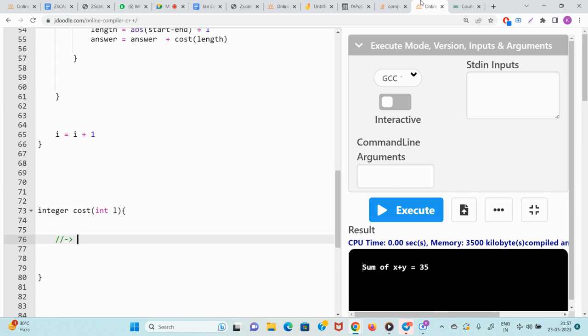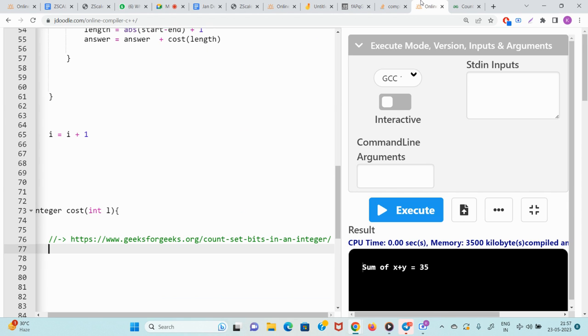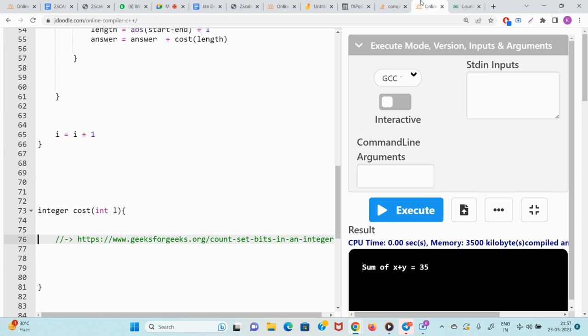Also, let me paste the link from where we copy pasted the code. This stuff is simple, like in the bit manipulation course. Now this is the first thing I explain. I'm not explaining here how to calculate the number of set bits. This is very basic stuff.